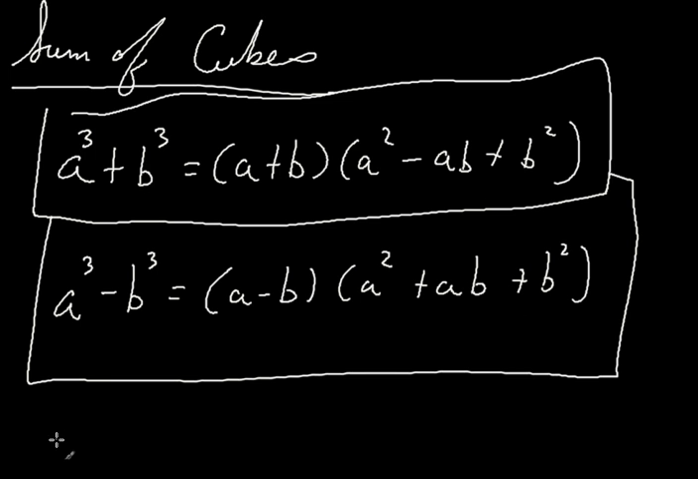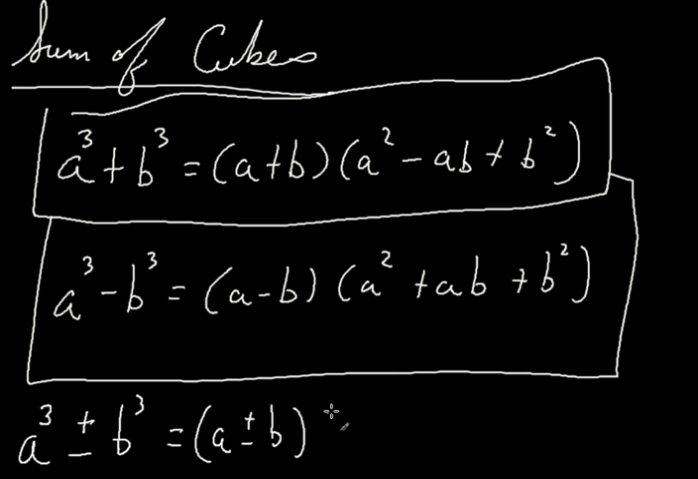Okay, if I want to write out just one formula, I could write out a cubed plus or minus b cubed equals a plus or minus b, a squared minus or plus, it has to be the opposite, ab plus b squared. That's always positive. So this is a more condensed version of the formula, but you can choose which one you want to use for your own homework.